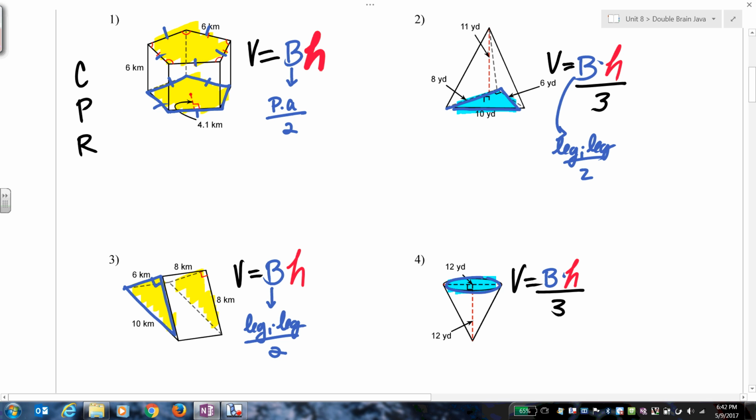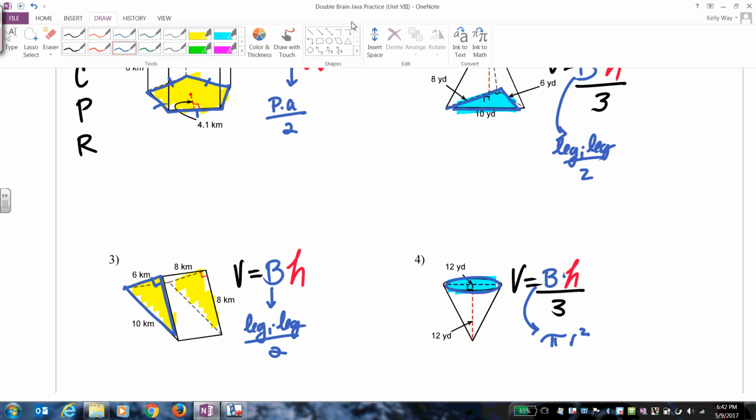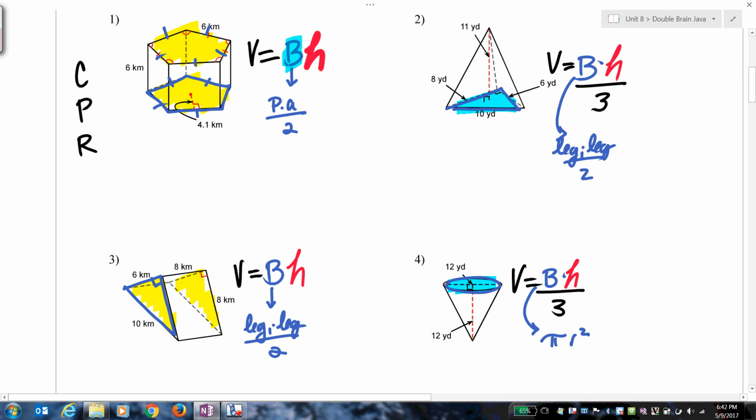And of course, this base here is a circle. So once again, the base changes for every single one of these. Make sure you get the appropriate area of the base and then follow through with the rest of the equations. Pause the video and work those through.